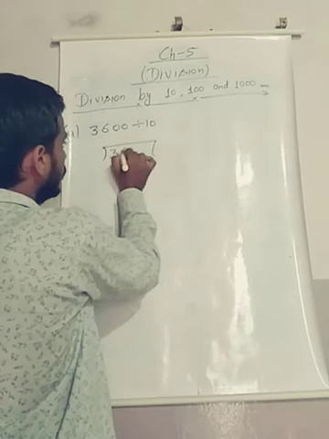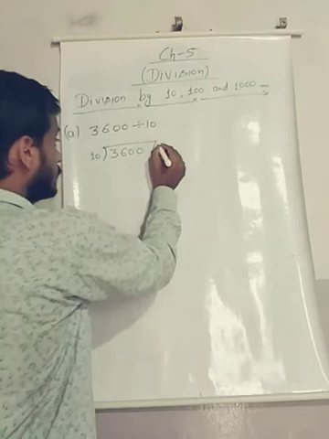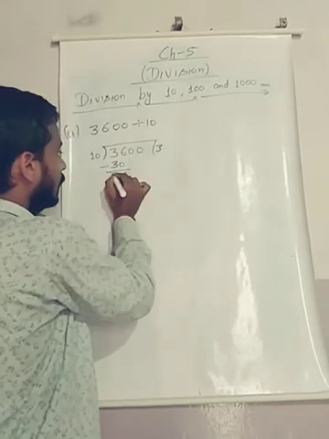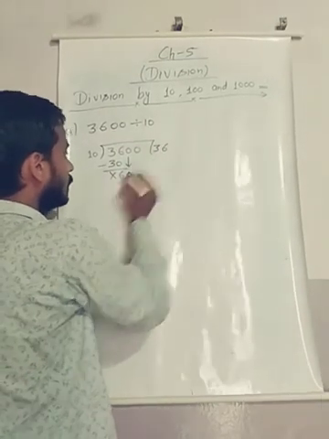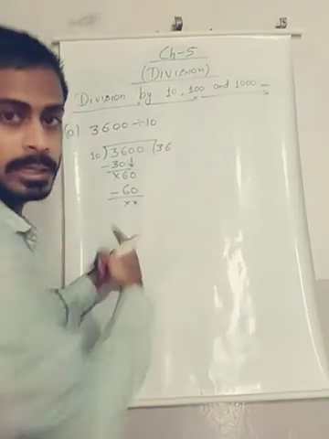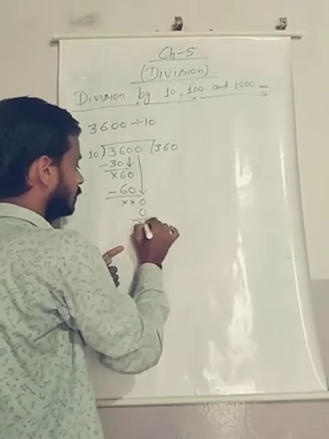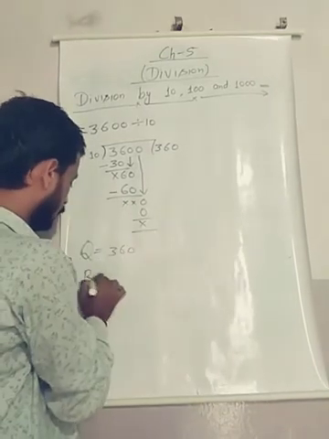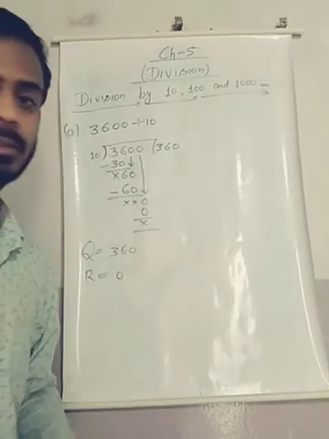When you divide 3600 by 10, first of all, 10 threes are 30. Now 6, and then take this 0, now it becomes 60. 10 sixes are 60. Now the last digit is 0. 10 zeros are 0. So we will get 360 as quotient and remainder is 0.